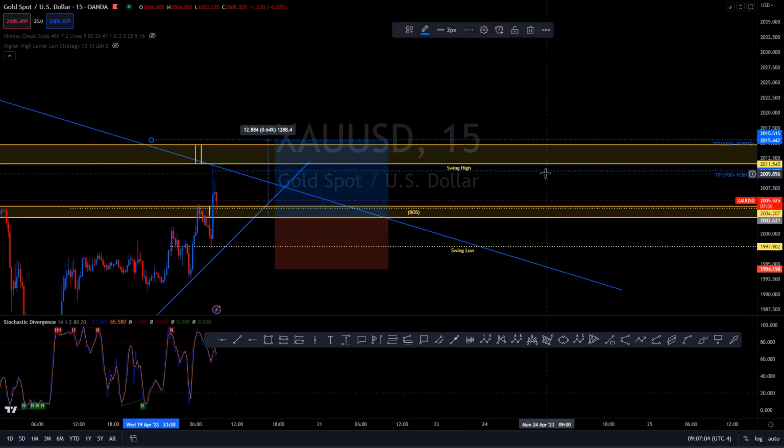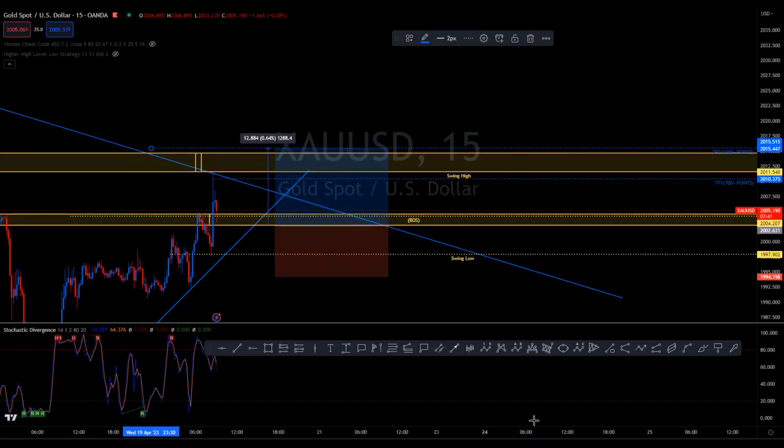So now, that's what I'm looking for price to do. I'm gonna go ahead and set my alerts, and then we're just gonna wait and see what price does. And liquidity starts setting the market after 9:30. Be right back.